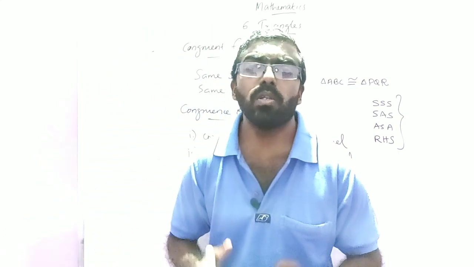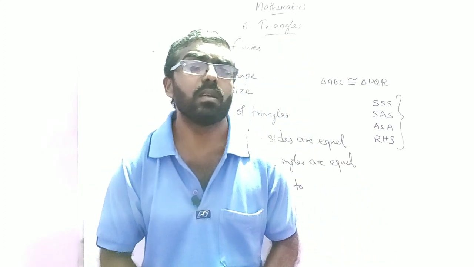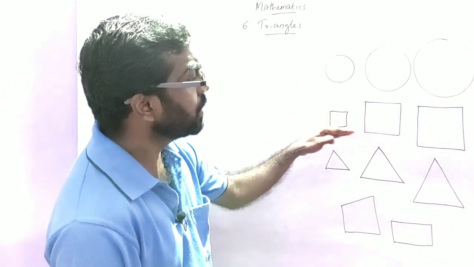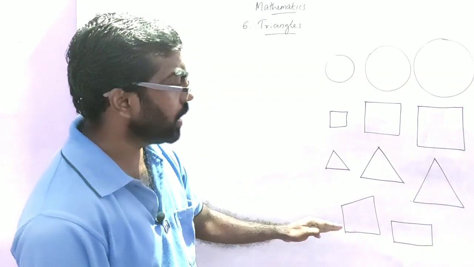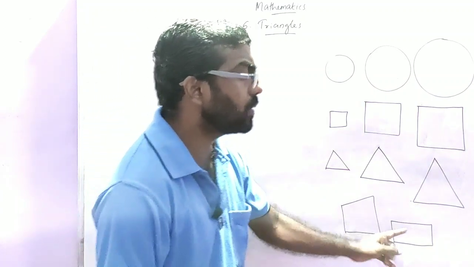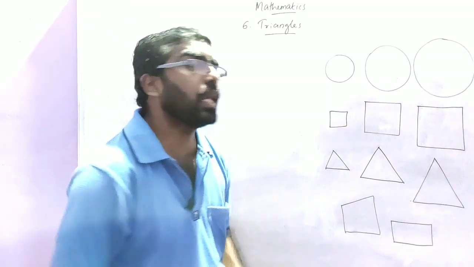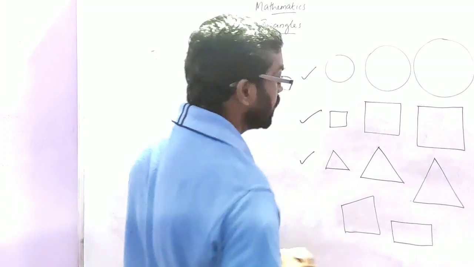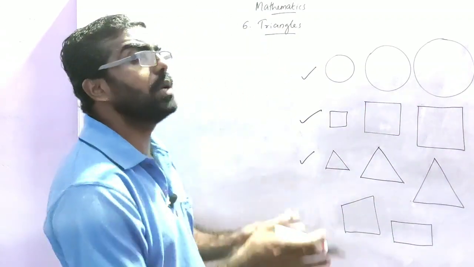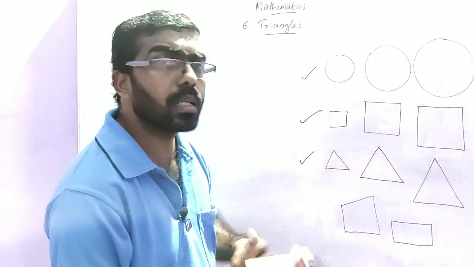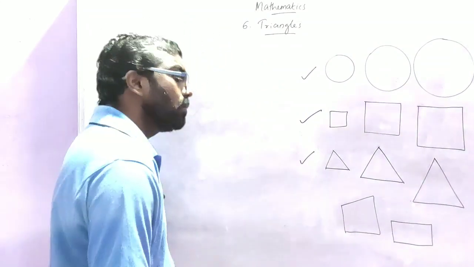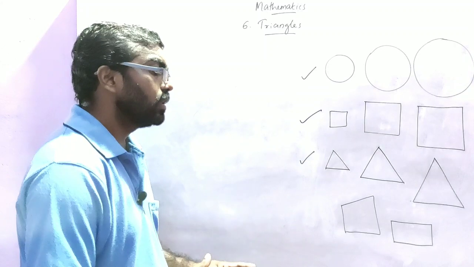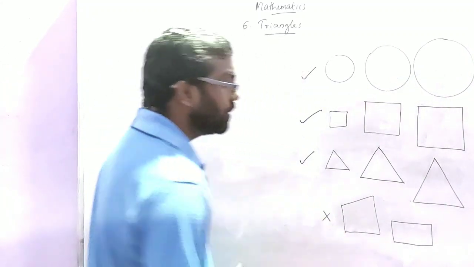But in this session we move on to a new topic called similarity. Now look at these examples. Here we are given some circles, squares, equilateral triangles and in the last case one quadrilateral and one rectangle. In the first three cases they are similar. All circles are similar, all squares are similar, all equilateral triangles are similar because the shape remains the same. Sizes are different but the shape remains the same. But in the last case the two figures are not the same shape, so they are not similar.